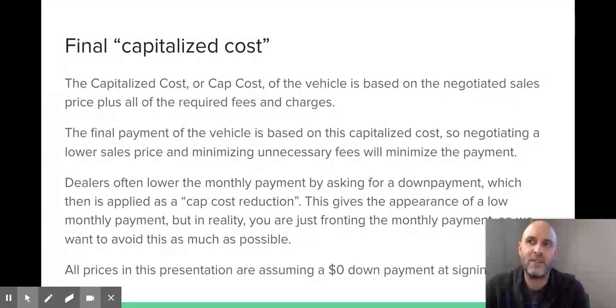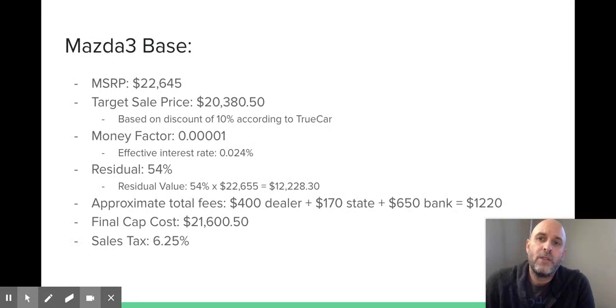The reason you want to avoid that is because if you write a check for a $2,000 down payment, a cap cost reduction, you drive off the lot and the car gets totaled, you don't own that car. The insurance company gives money to the bank, and you never see that $2,000 again. So there's no discount involved when you're putting money down, when you're reducing the cap cost. You're just fronting money to get a lower payment. And really, the general recommendation is you should probably hang on to your money and have a slightly higher payment. But you can weigh that at the time. So any prices that I use in this are going to assume a $0 down payment at signing, unless I say otherwise. So let's look at this Mazda 3.